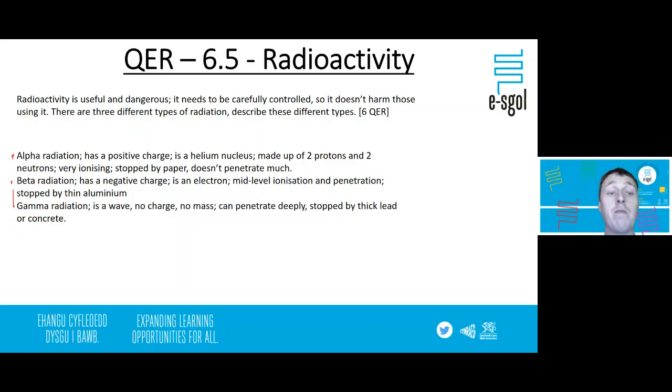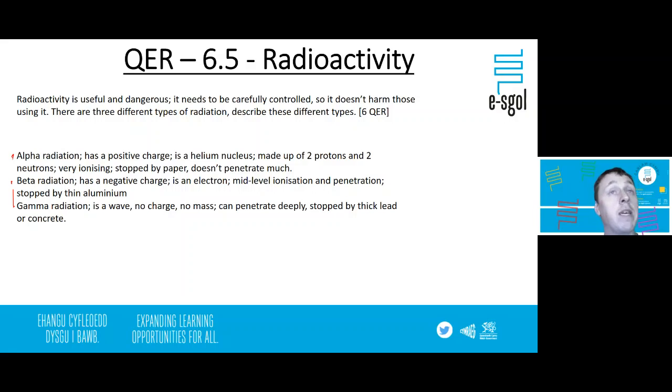So alpha, remember that it's a positive helium nucleus that comprises of 2 protons, 2 neutrons. Properties of this is that it's highly ionizing, but its ability to penetrate is low and it's easily stopped by paper. The beta radiation, the things you need to know and demonstrate is an understanding that it's an electron, therefore it's got a negative charge with a medium ability to ionize and penetrate, but it can be stopped by aluminium.